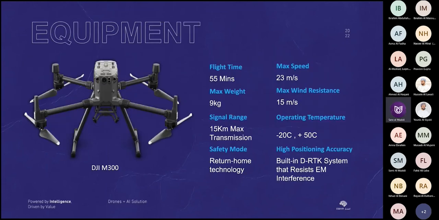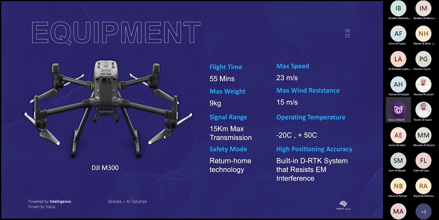Next, this is the drone that our OGI is usually mounted on. It's one of the best on the market, the DJI M300. It's capable of 55 minutes of flight, and it also has good wind resistance of 15 meters per second. It operates in high temperatures up to 50 degrees, and it can fly up to 15 kilometers away from the pilot. It has safety modes like return home technology. Also, it has high position accuracy with the dual RTK system.